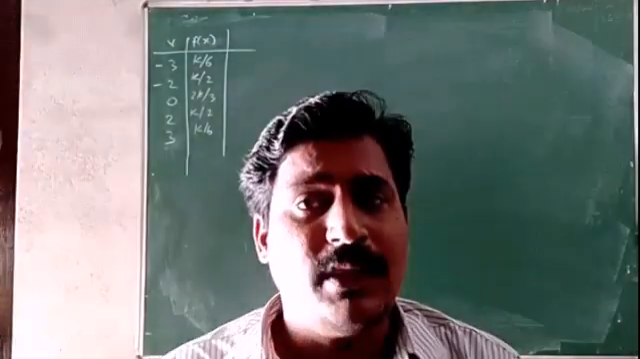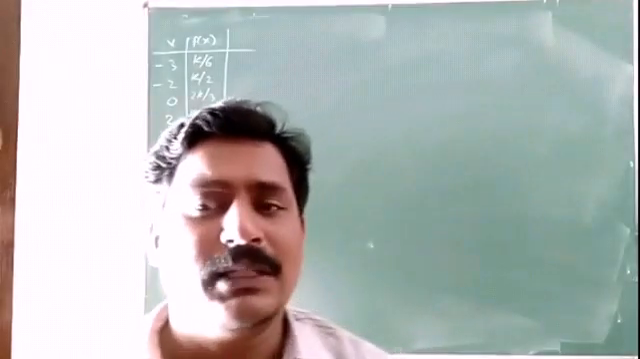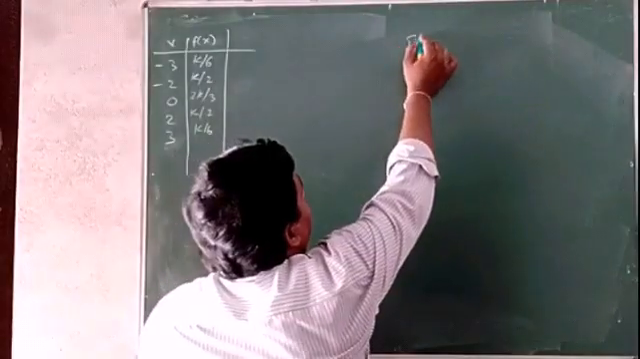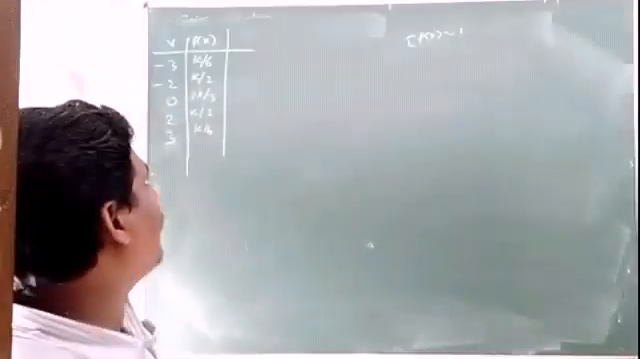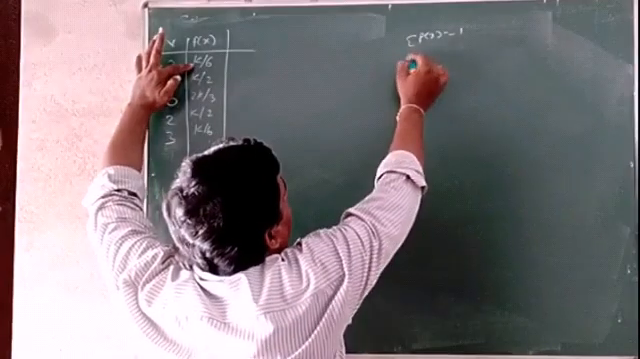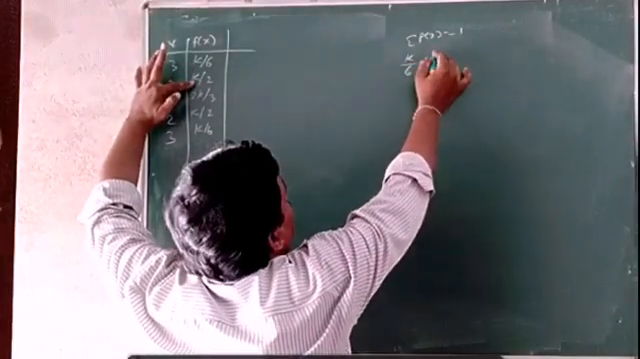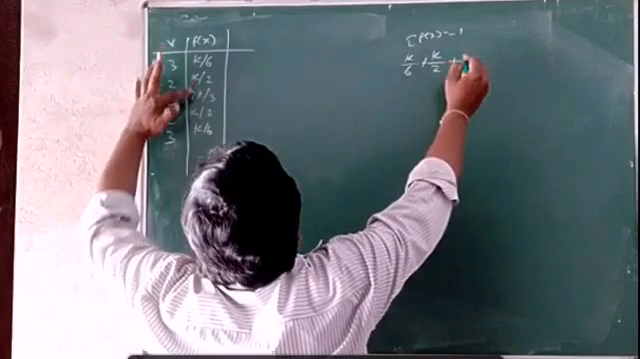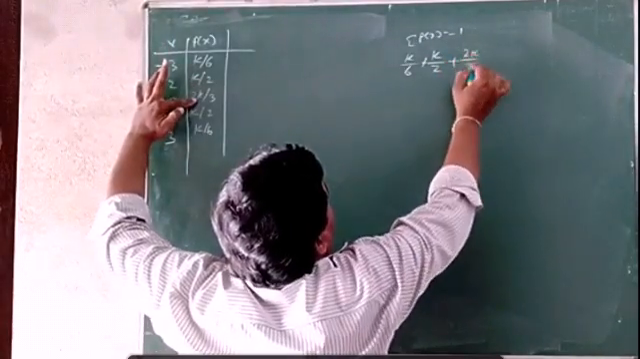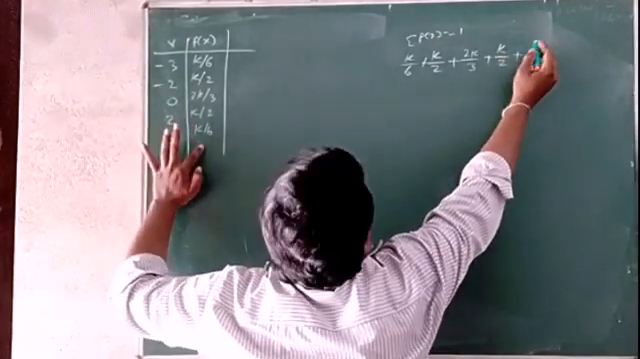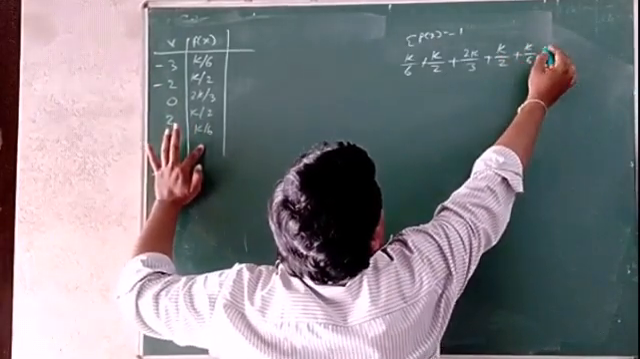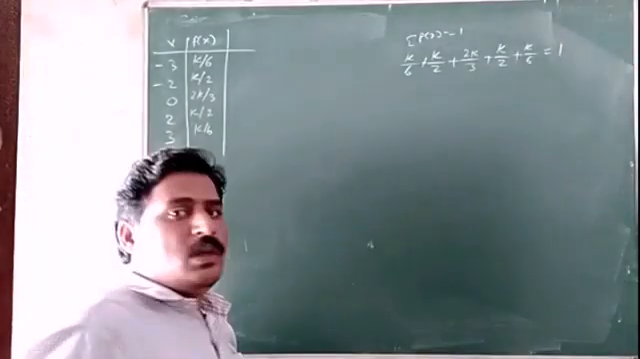So we know that the sum total of all the probabilities is equal to 1. So here summation p of x is equal to 1. Now we have to add all of them here. k by 6 plus k divided by 2 plus 2k divided by 3 plus k divided by 2, and the last one k divided by 6 is equal to 1. Now add all of them.